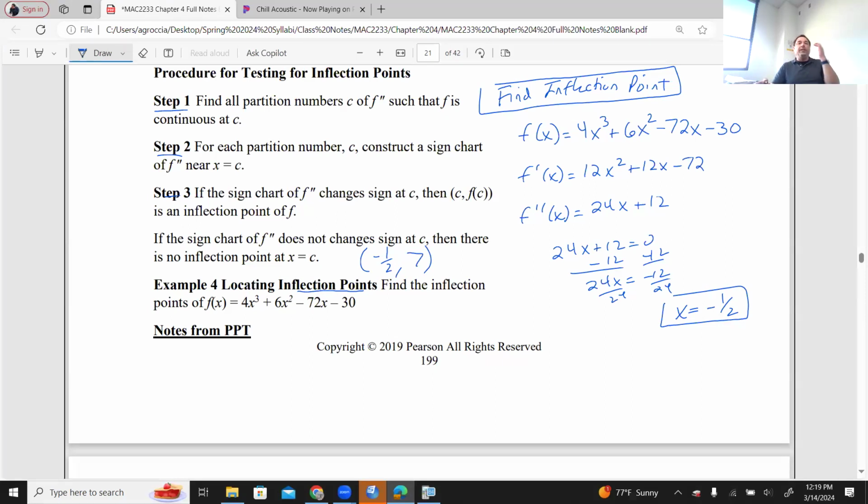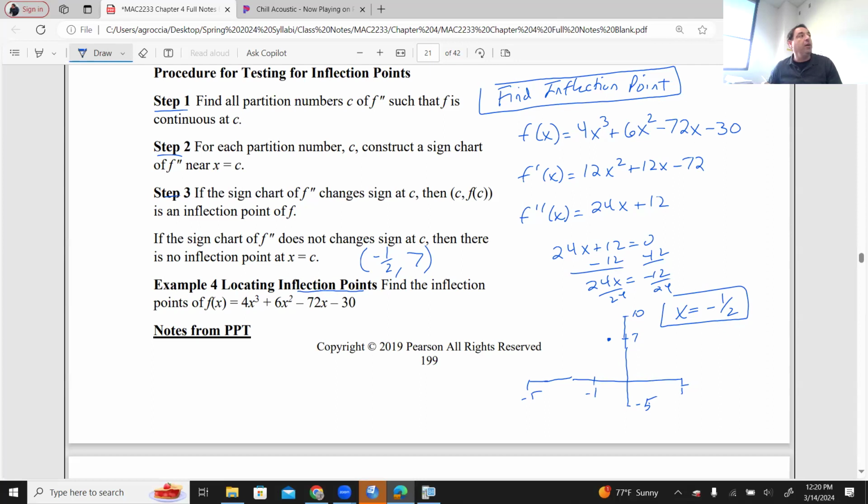But we need to prove it. We need to show that's an inflection point. An inflection point is where it changes from concave up to concave down, or vice versa. So you're like, well, how am I supposed to figure out a window? And the answer is, it's what you need to see. I need to see negative 1/2, 7. That's what I need to see. So I'm going to build a window around that. So I'm going to go from maybe negative 5 to 5, maybe negative 5 to 10 or 15. You just build a window around it.